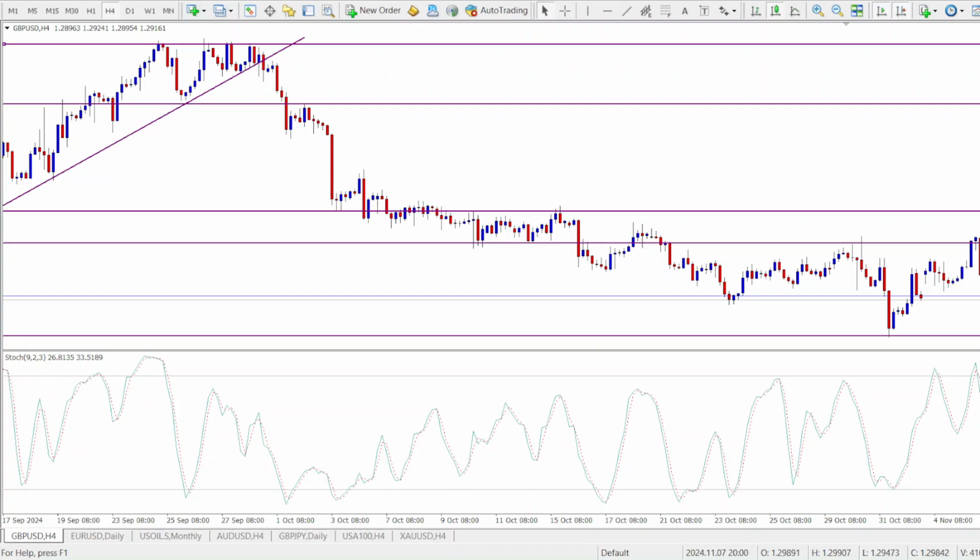To wrap things up, mastering the best stochastic settings for day trading can give you an edge in spotting potential entry and exit points. By using the right period for percentage K and percentage D, along with adjusting your overbought and oversold levels based on the market conditions, you'll be able to make more informed, confident trading decisions.